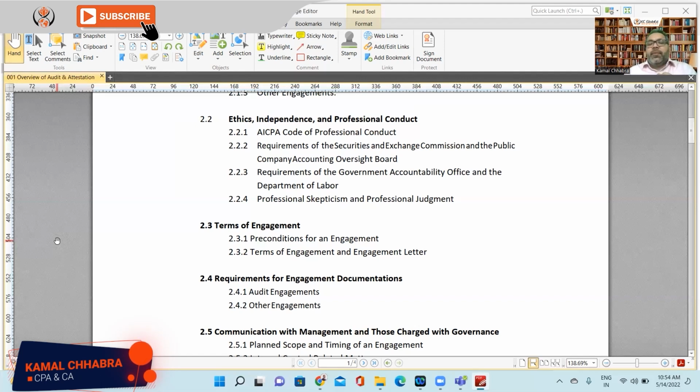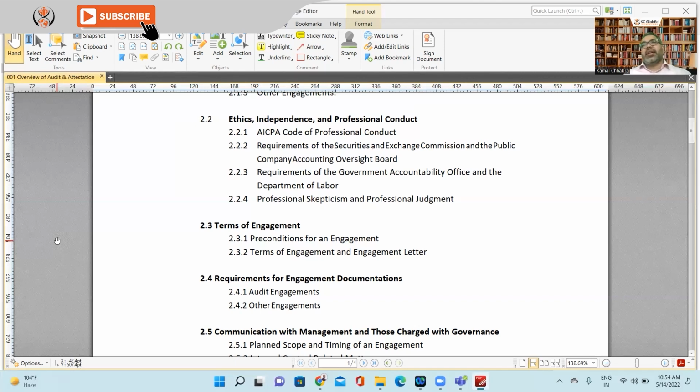The next one is the requirements of the Government Accountability Office and the Department of Labor. Like I said, being a CPA, you will be auditing government entities as well as entities that have received funds or financial aid from the government. For them, you need to follow the governmental auditing standards, and at the same time you need to follow the professional standards. Being a CPA who is auditing a government entity, or auditing the funds and trusts supported by the government, you need to adhere to those rules and regulations.